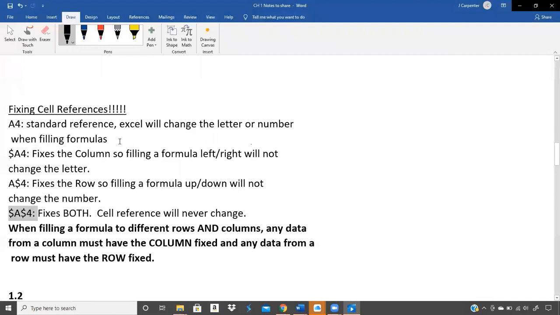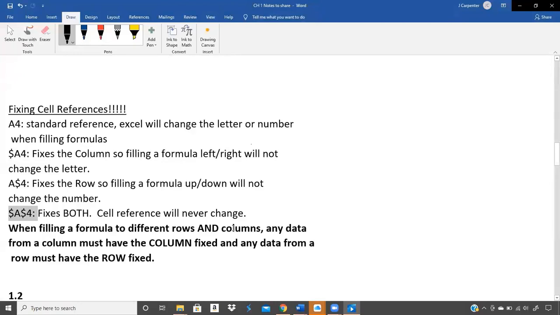If you put a cash symbol in front of both, it will fix both. Which means that cell will never move. The red box, blue box, whatever, will not move left, right, up, or down if you put a cash symbol in front of the letter and the number. Again, this is something that you will see throughout the semester. This is something you have to learn. This bold note I feel like really helps when filling a formula to different rows and columns. I will show you an example of this in the next 1 or 2 classes.